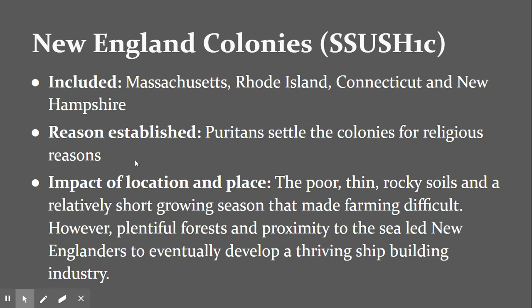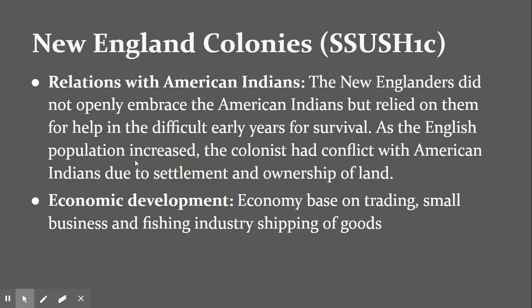They don't really have a lot of trees, a lot of wood, in England, so they had to outsource. They had to find a new raw material source so that they could build these ships, and they found it in the New England colonies. Like I told you, the New Englanders did not openly embrace the American Indians, but relied on them for help in difficult early years for survival. As the English population increased, the colonists had conflict with American Indians due to settlement and ownership of land.